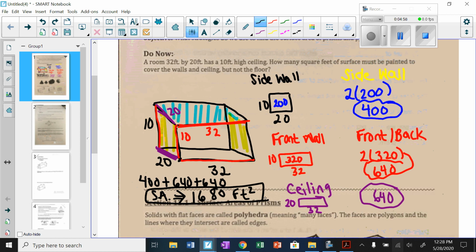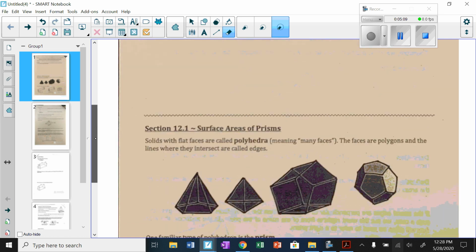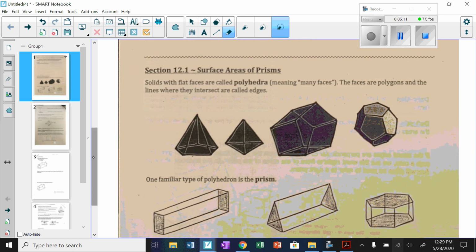All right, let's get into the lesson. I can erase this do now. Okay, so we are getting to surface area of prisms.